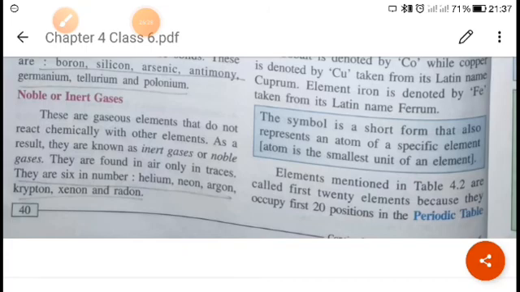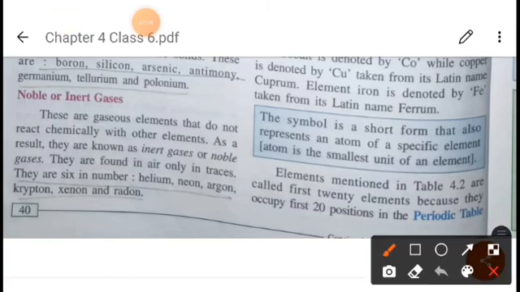The noble gases are helium, neon, argon, krypton, xenon, and radon. So this was all about inert gases. Why is it called an inert gas? Because it does not react with any other element, and that is why it is called inert gas. These are found in the air in a very small quantity. And the noble gases are helium, neon, argon, krypton, xenon, and radon, okay.